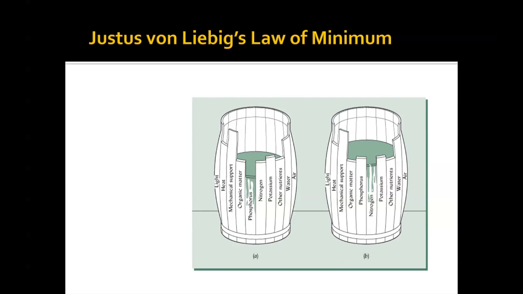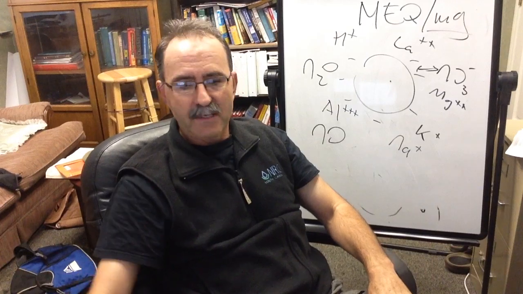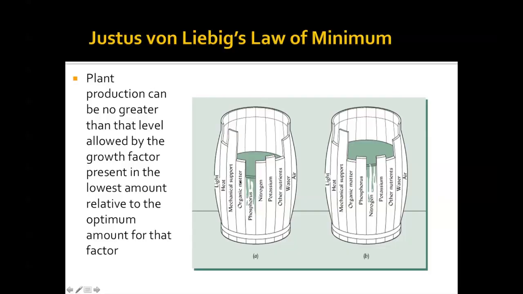There was a fellow in about the 1840s by the name of Justus von Liebig, and he basically took plants and put them in artificial soils. These soils were essentially devoid of organic matter or had very little organic matter. And he increased and decreased the levels of some of the plant nutrients, nitrogen, phosphorus, potassium. And then he also increased and reduced the amount of light and heat and water and things like that. And what he discovered was this whole idea of the law of the minimum: whatever nutrient or plant growth factor was there in the least amount, despite the abundance of other plant growth factors, that growth factor would limit that plant's growth.